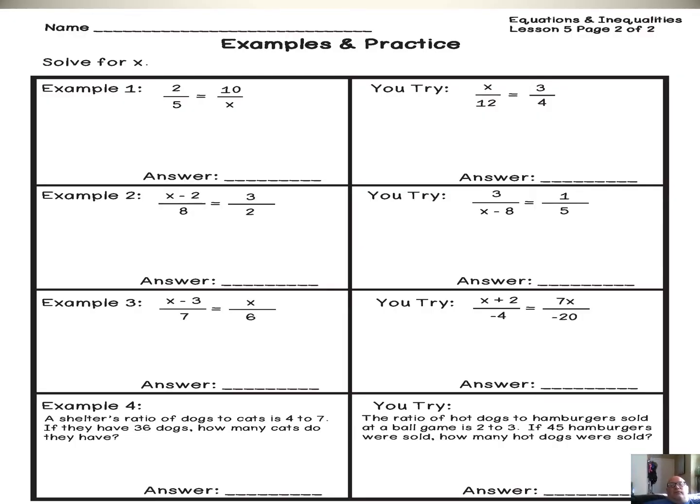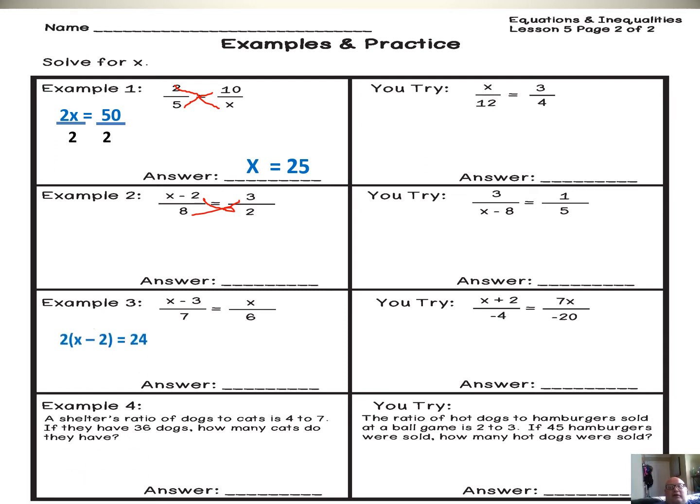So what are we going to end up doing? 2 times x, and then 5 equal to 5 times 10. So 2 times x equal to 5 times 10 is 2x equal 50. And then you should know how to do these, right? Now this one here, a little different. Number 2, 2 times that equal to 8 times that.